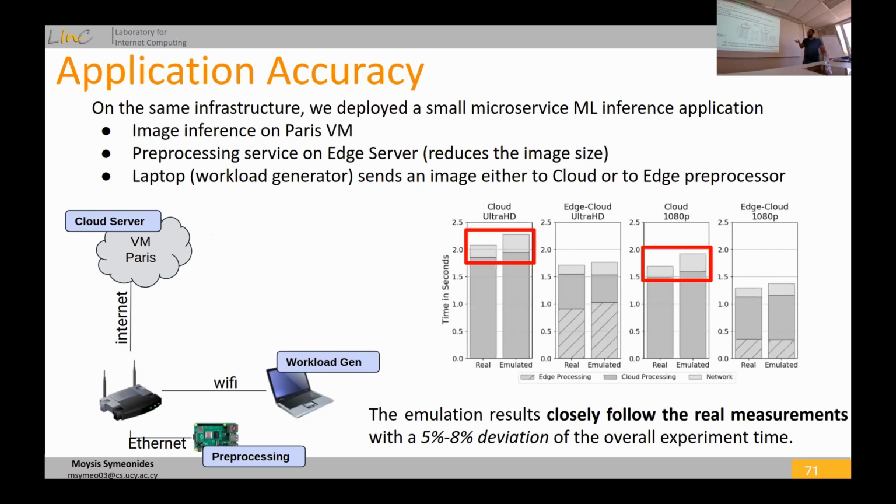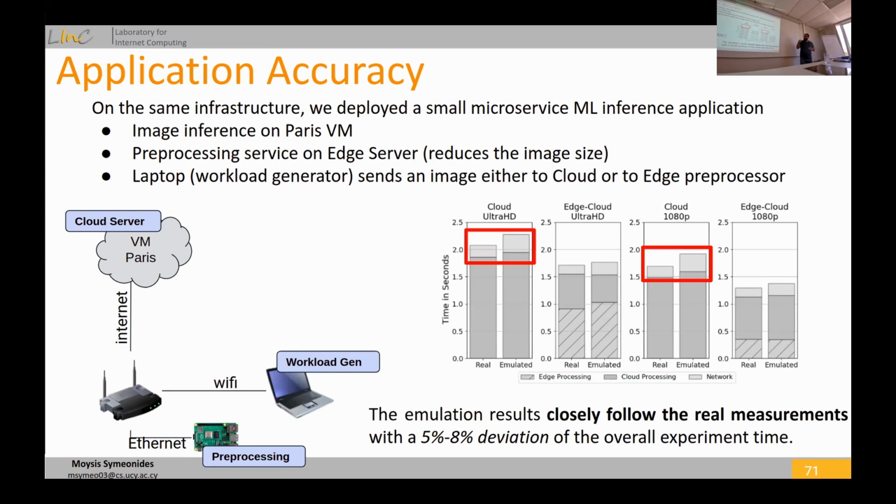In the same infrastructure, we deployed a real application. Actually, we deployed an ML inference application, and this application is deployed to the cloud server. We also had a service that performed pre-processing, and we deployed this service to the Raspberry Pi. And we also had a workload generator. The workload generator sends images either to the Raspberry Pi or to the server.